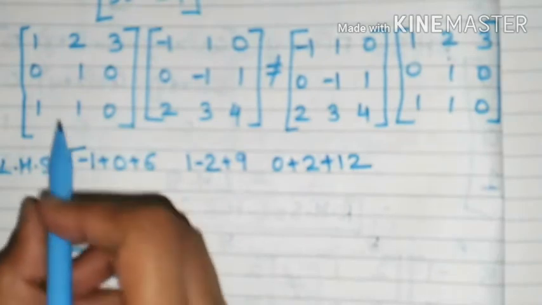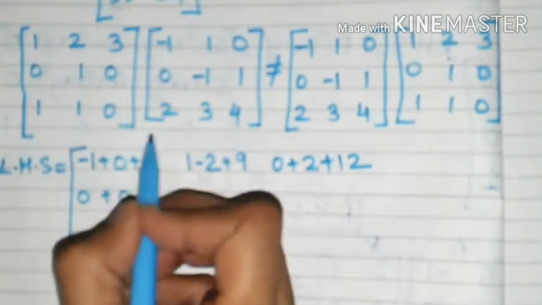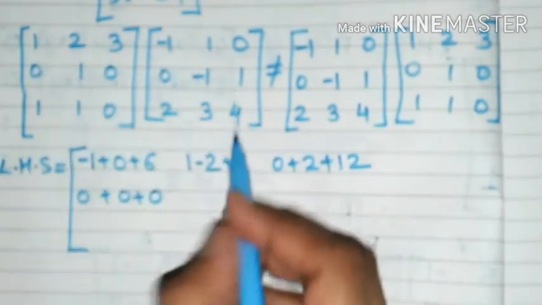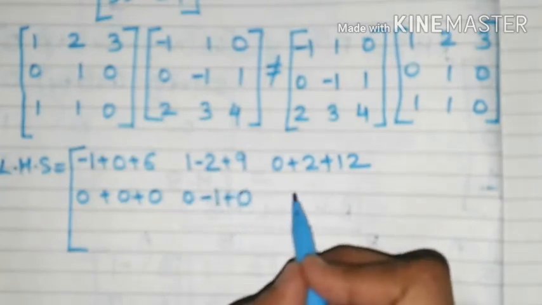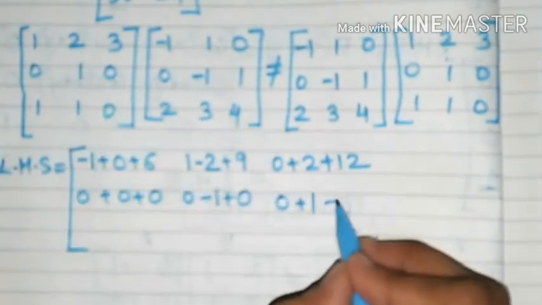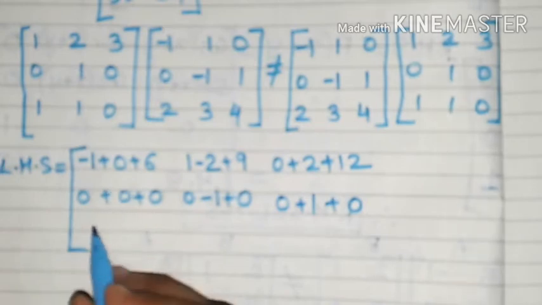Now let's go to the second row. You will get 0 over here. Again you will get 0 and here also you will get 0. Let's go to the second row, second column. You will get 0 here, minus 1 plus 0. Now the second row, third column will be 0 plus 1 plus 0. Be very careful while doing the multiplication of the corresponding matrix elements.